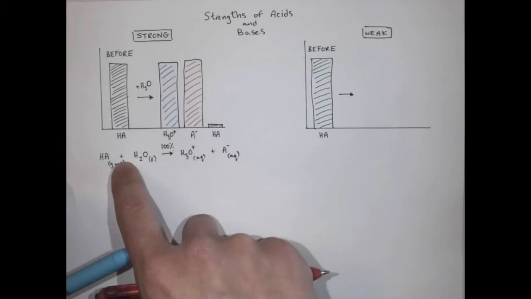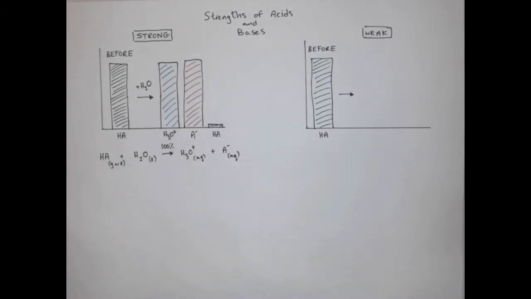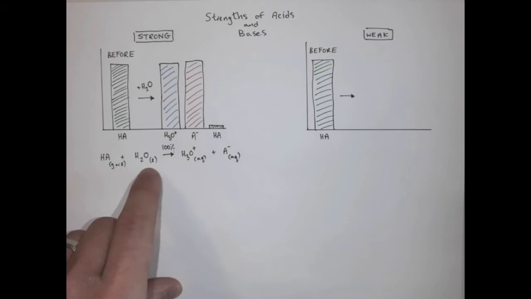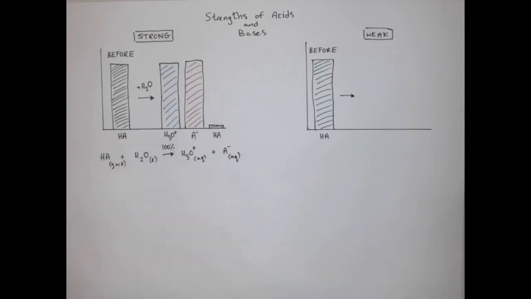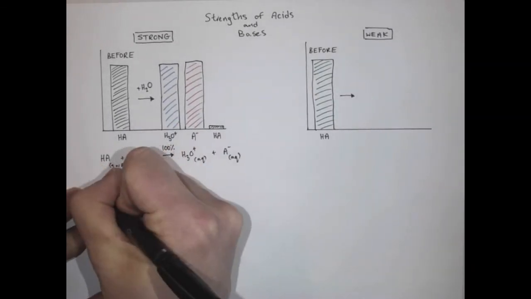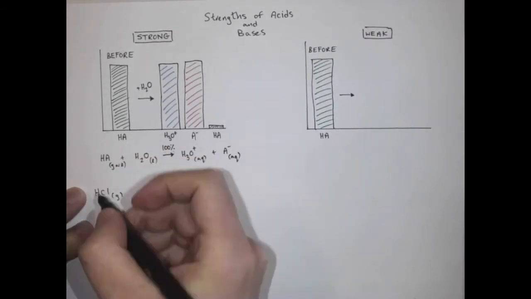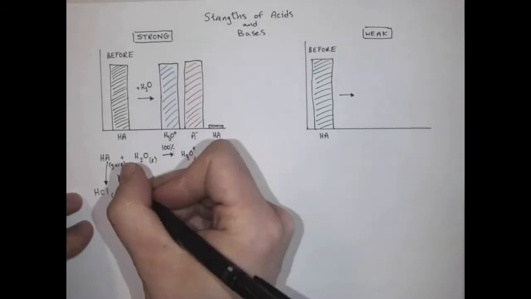So this reaction is 100% in the forward direction. Strong acids love giving away these hydrogens. They love reacting with water to produce hydronium, so much so that there's none of the HA entity left over. An example of this would be hydrogen chloride. If I take hydrogen chloride, and in this case A is represented by chlorine.